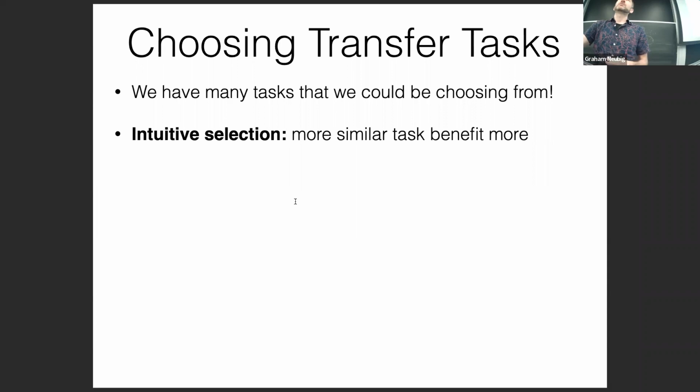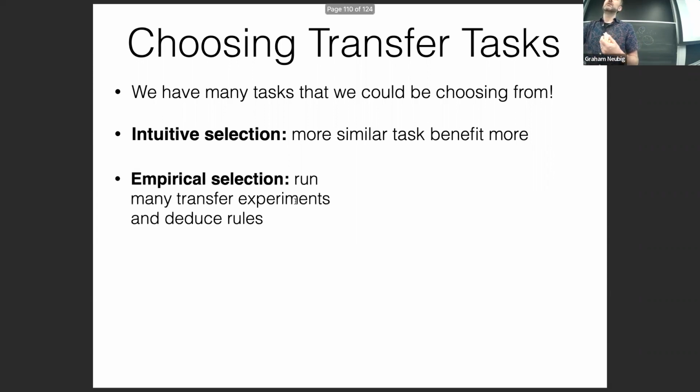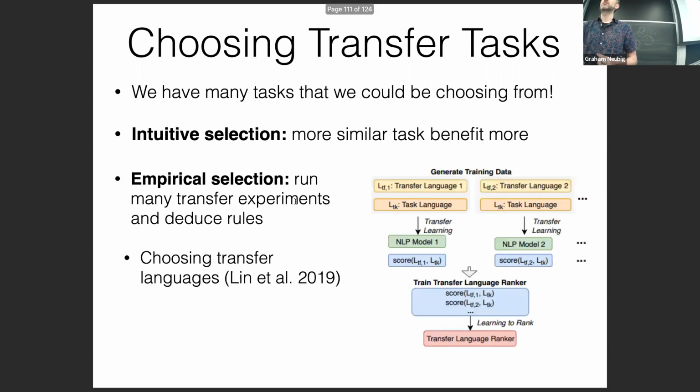Yeah. So, for example, if we're talking about multilingual learning, training on more similar languages, you would expect to do better. And if you're talking about domain transfer, more similar domains also. Another thing is you can do empirical selection. So you can run many transfer experiments and deduce rules.